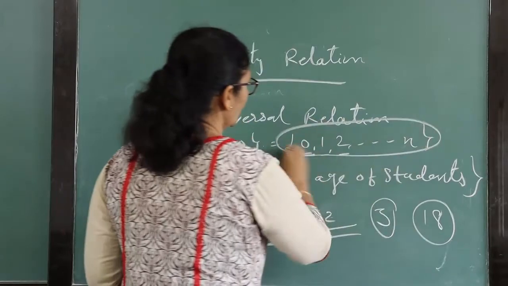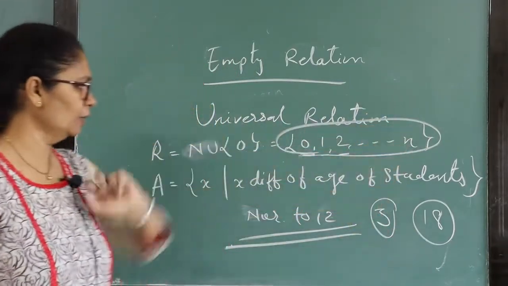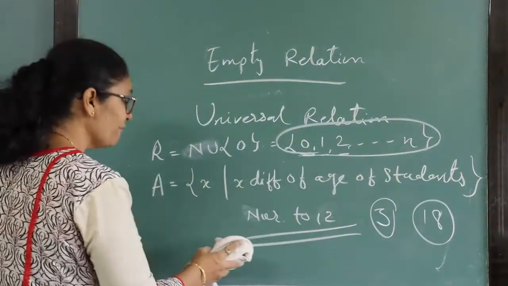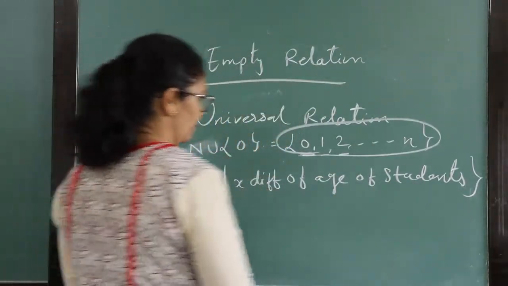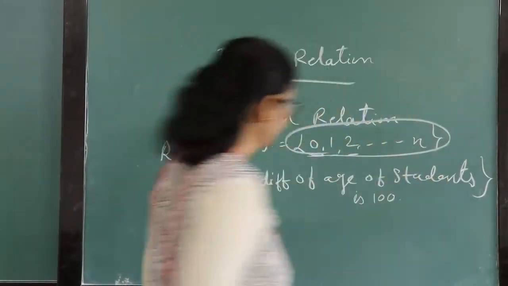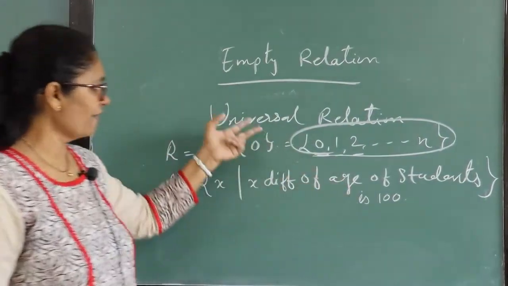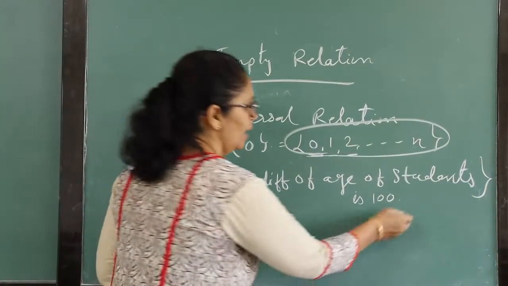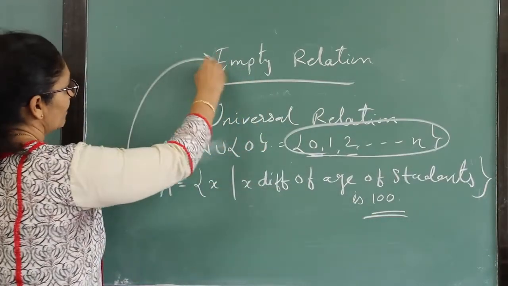Means here what you get is our universal set, all the elements which are the difference between these two. But if I take that the difference of age of a student is 100, can we get this set? Check. If you take difference of age, then definitely your difference should be 15, 16 or 17, 18, maximum 18, 19 years, but not 100. So this relation is said to be an empty relation.